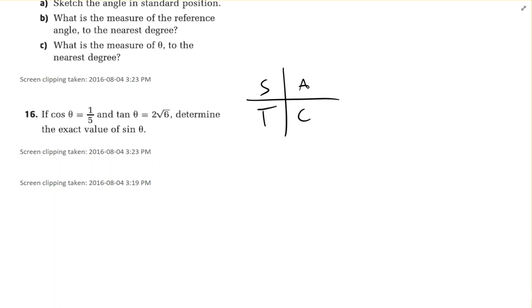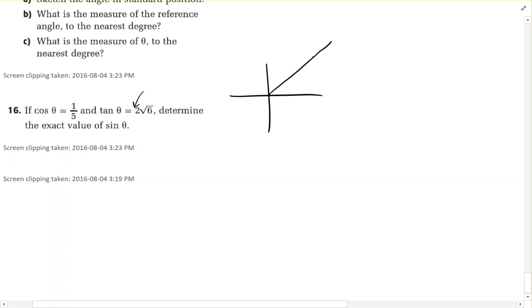First off, let's figure out where cos is positive. Cos is positive there and there, so those are the first two positions. Where is tan positive? Tan is positive only in that quadrant. So that's where we're at to begin with. So we're going to be looking like that.